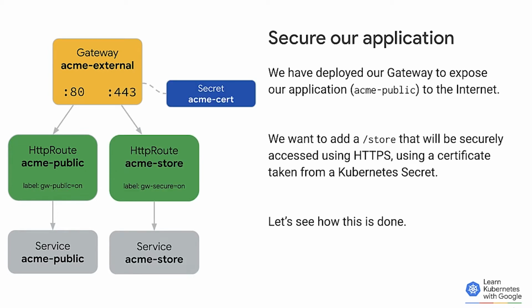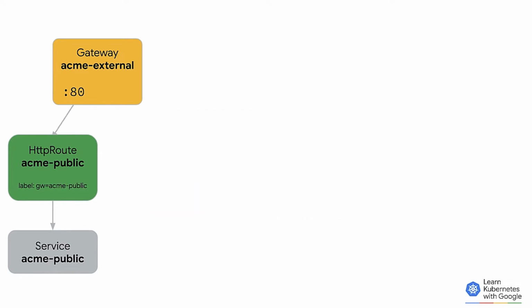This diagram shows the end result we want. We want to attach a certificate, in this case a Kubernetes secret, to the gateway listener on 443, which is the HTTPS port. We also want to attach the Acme store route to the same listener and route the traffic as appropriate. Let's see what changes are needed to make this happen.